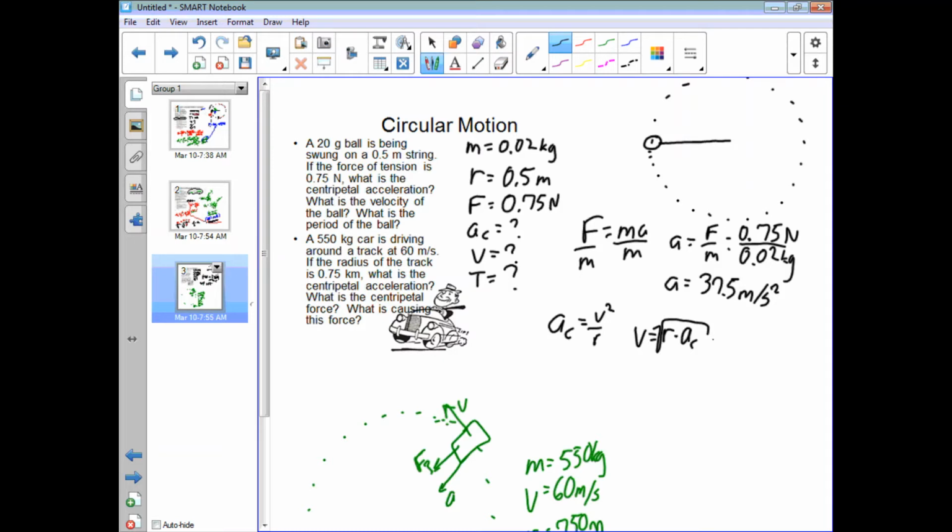So I plug in the values. We said r is 0.5 meters, and the centripetal acceleration was 37.5 meters per second squared. Notice it'll end up being meters squared per second squared, and we take the square root, that would be meters per second. That's good. Okay, so what's half of 37.5? Okay, 18 point something, and then we take the square root of that. So v equals 4.33 meters per second.